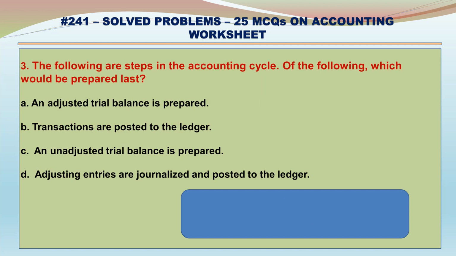3. The following are steps in the accounting cycle. Of the following, which would be performed last? Option A. An adjusted trial balance is prepared. Option B. Transactions are posted to the ledger. Option C. An adjusted trial balance is prepared. Option D. Adjusting entries are journalized and posted to the ledger. Answer A. An adjusted trial balance is prepared.